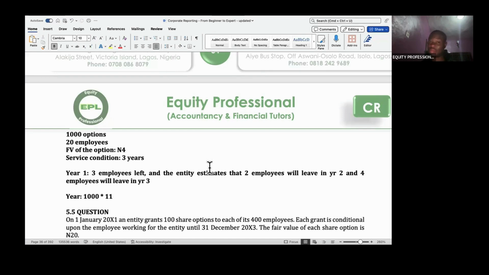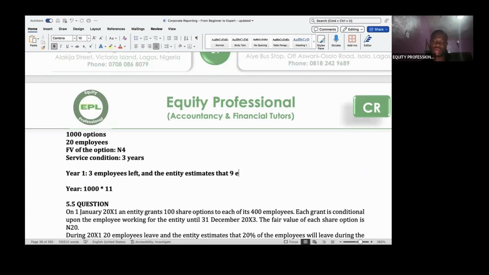Okay. Let me give you one more. Still in year 1, let's say 3 employees left, and the entity estimates that 12 employees will leave over the 3 years. So, how many employees will vest, based on year 1 estimates?